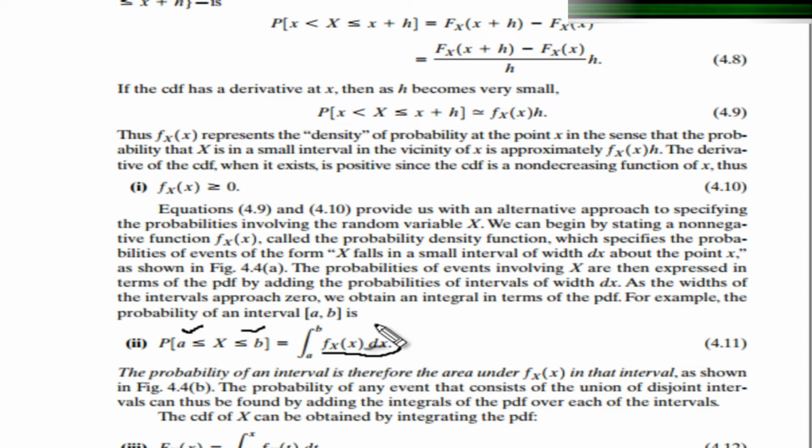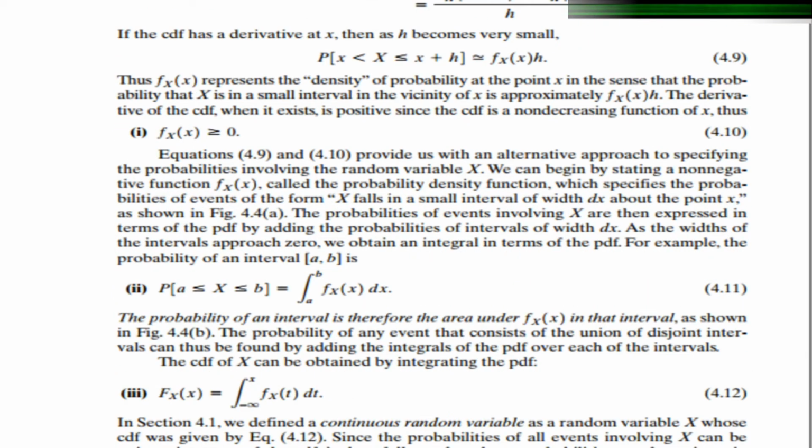You have to integrate the probability density function from A to B, and you will get this probability in this equation. Similarly, there is another property, which is property number 3.